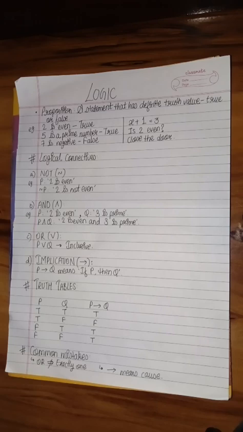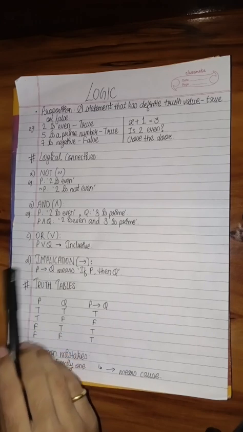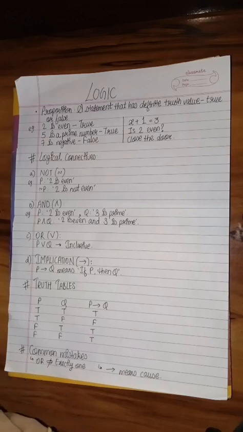Now the next one causes confusion, which is or. P or Q means either P or Q or both. So in mathematics, or is inclusive. That means if P is true and Q is false, or if P is false and Q is true, or if both the statements are true, it will result in true. For example, I will have tea or coffee, or possibly both.